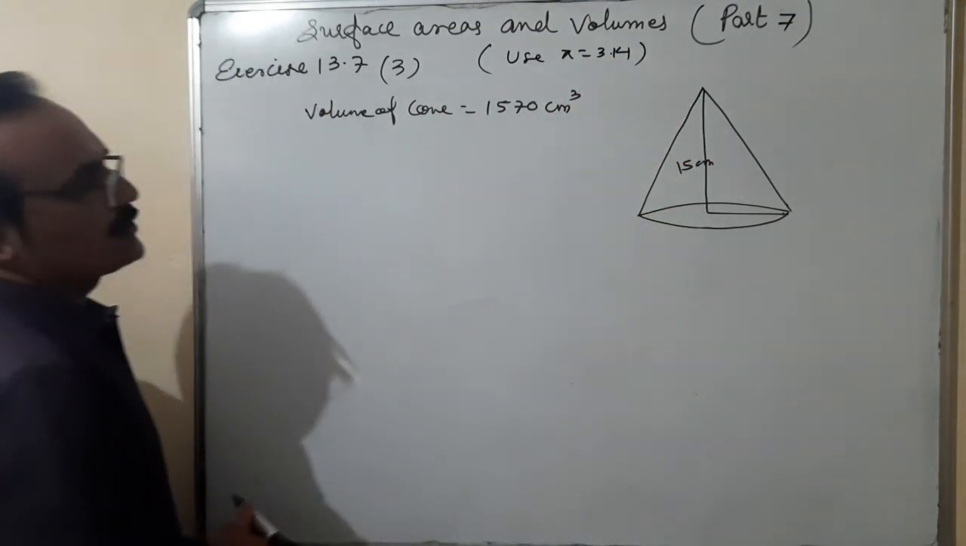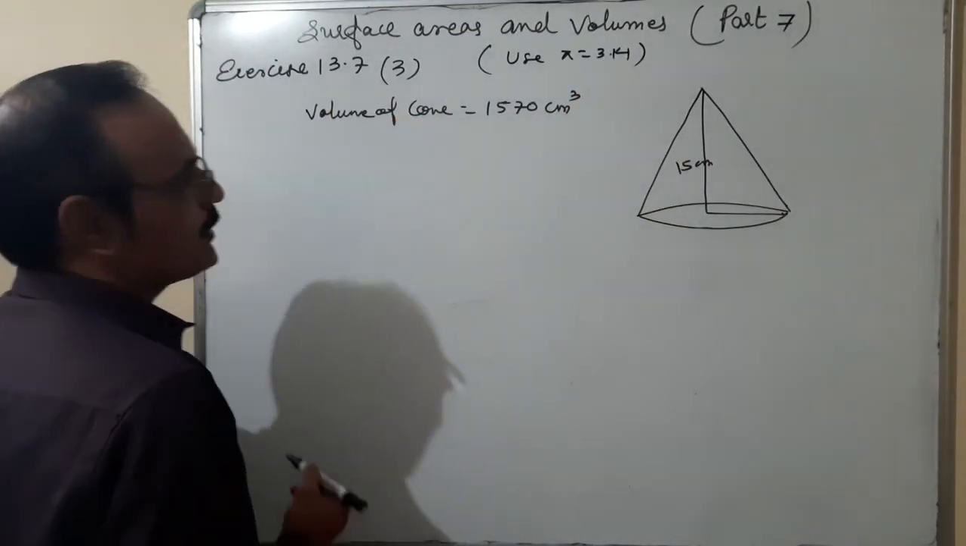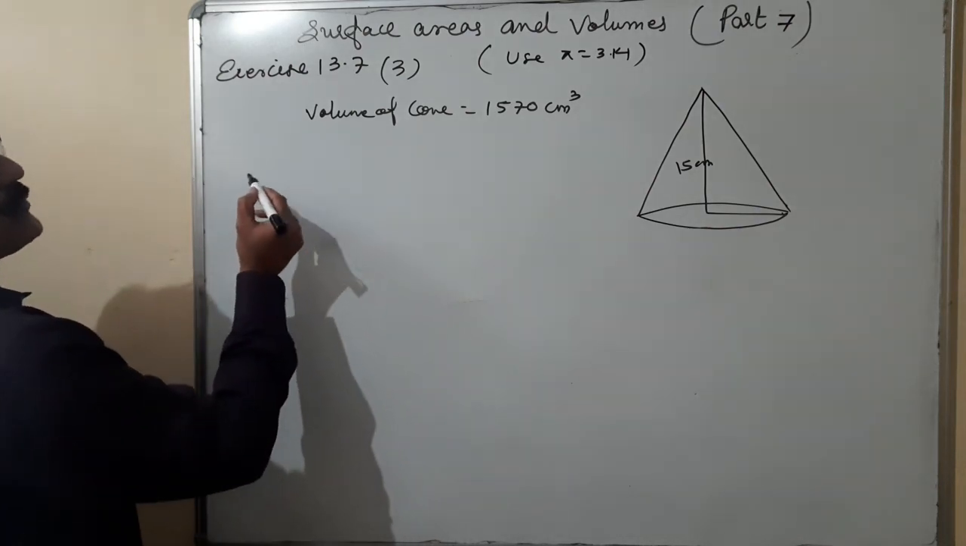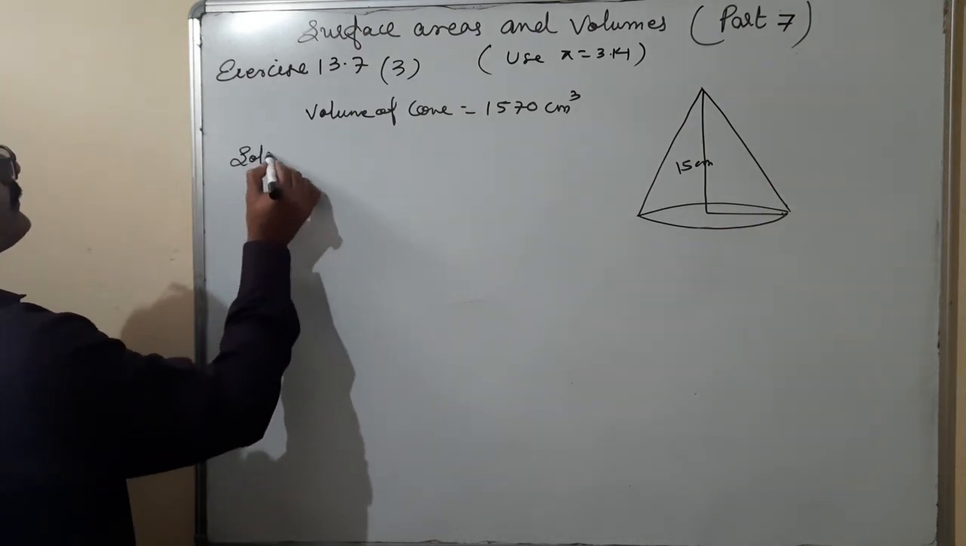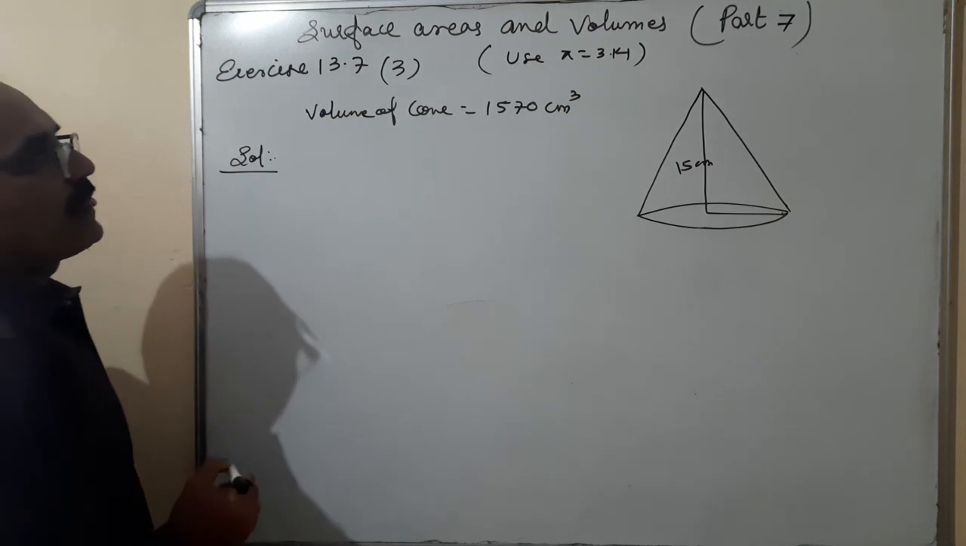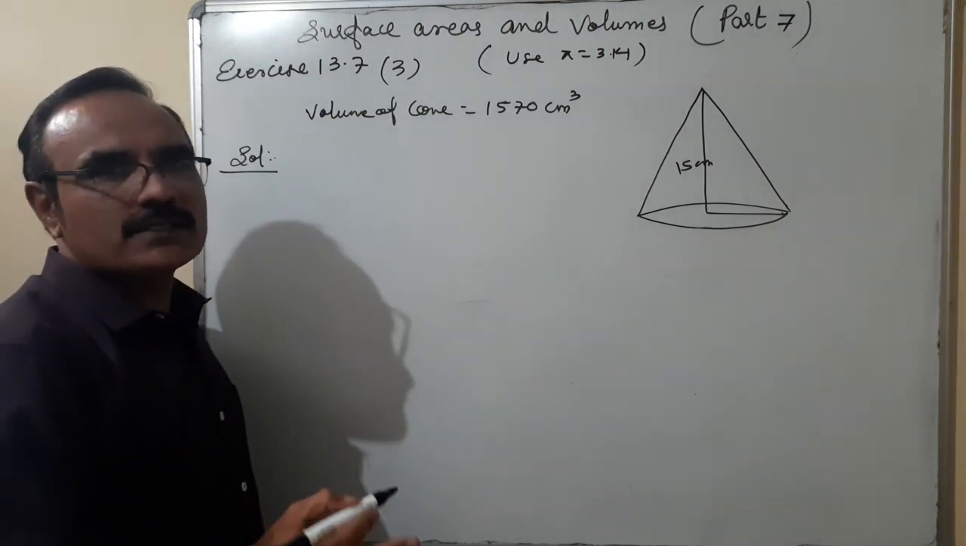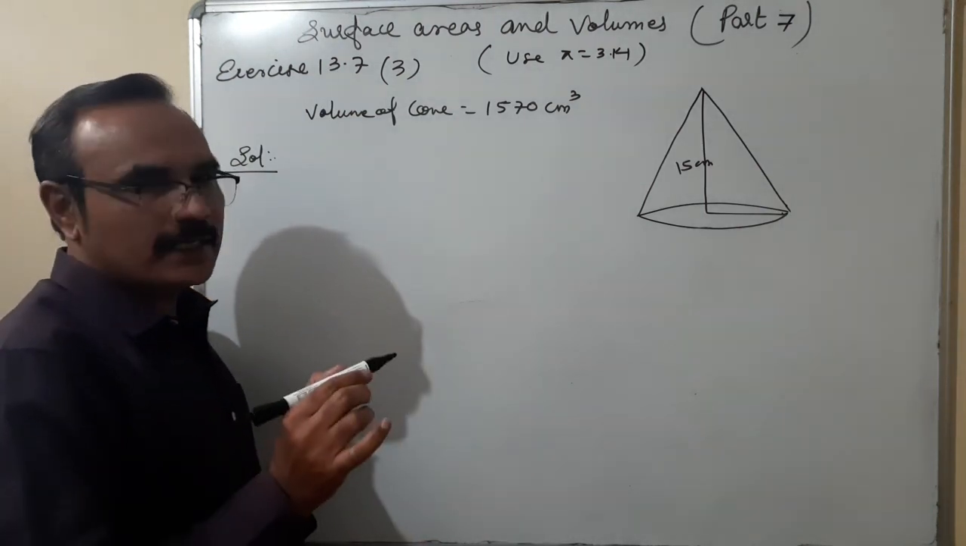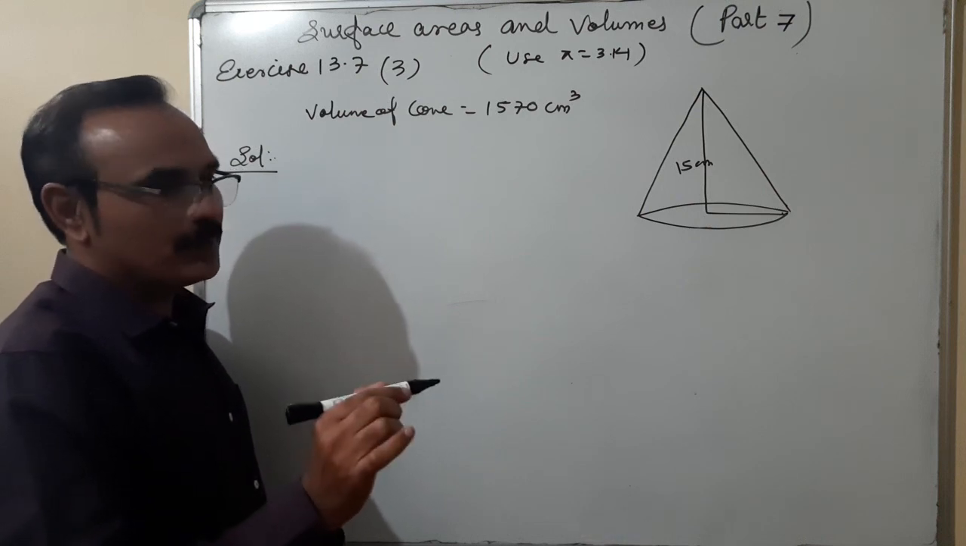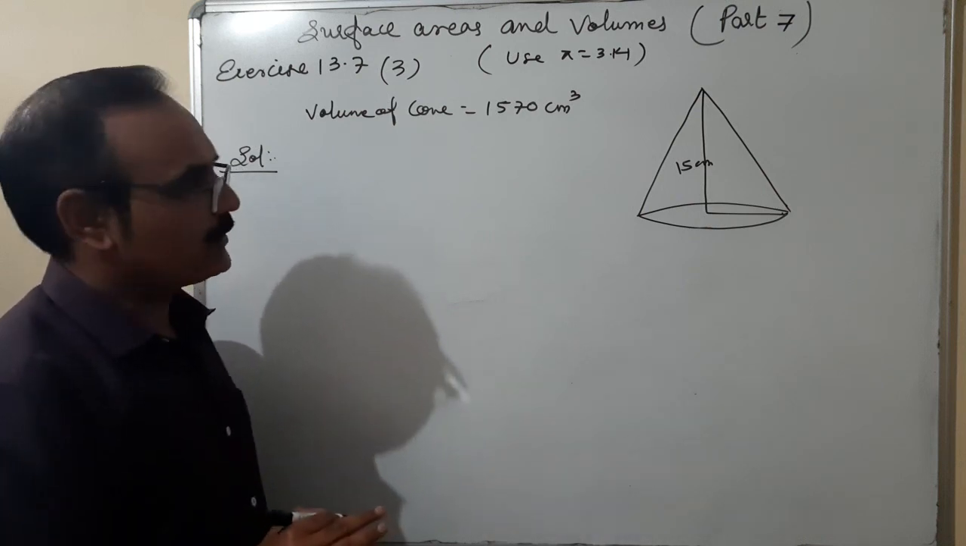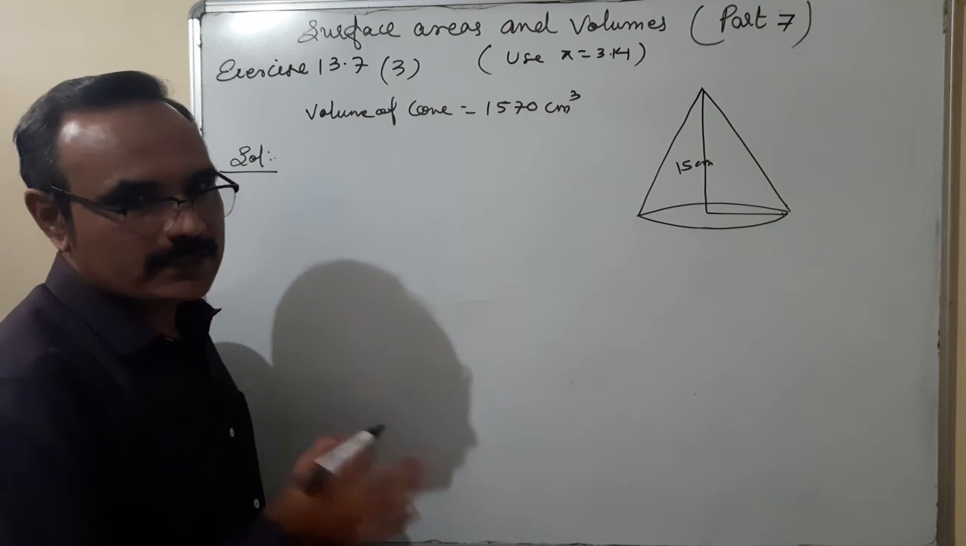It's clearly mentioned, so we have to use the value of pi as 3.14 instead of 22/7. We can use 22/7, but since it is clearly mentioned to use pi is equal to 3.14, I have to use 3.14 only. Anyway, we'll get the same answer.